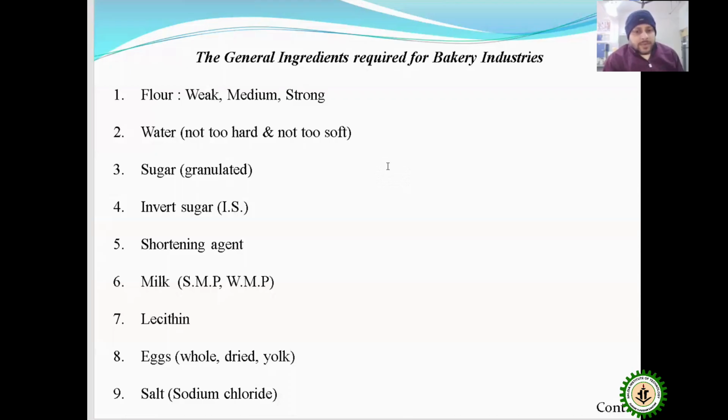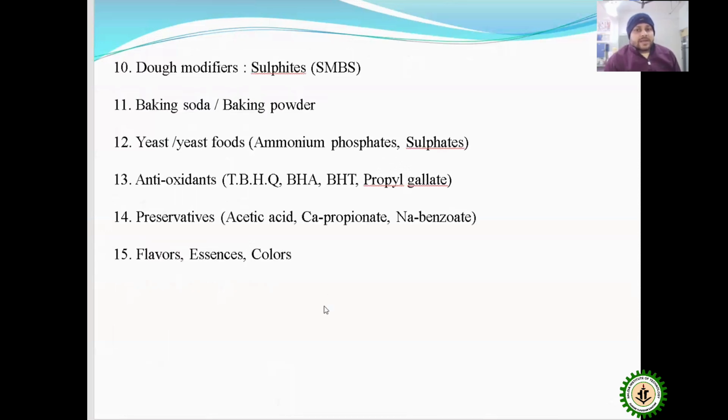SMP, that is skim milk powder, WMP, that is whole milk powder, and we also use lecithin as an emulsifier. Egg we also use in different bakery items, basically as an emulsifying agent. Also salt, sodium chloride. Then we add dough modifier sulfide, SMBS, that is sodium metabisulfite, and also baking soda, baking powder, yeast, and yeast food.